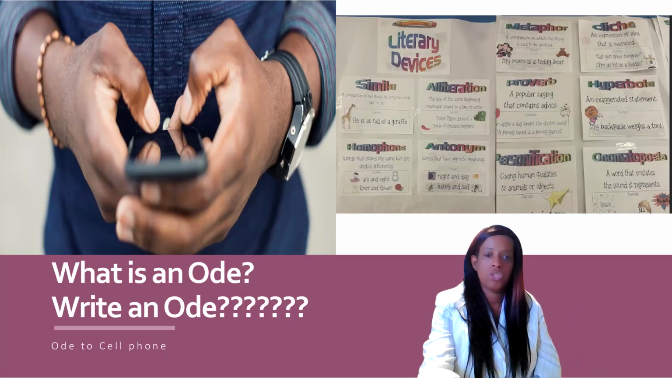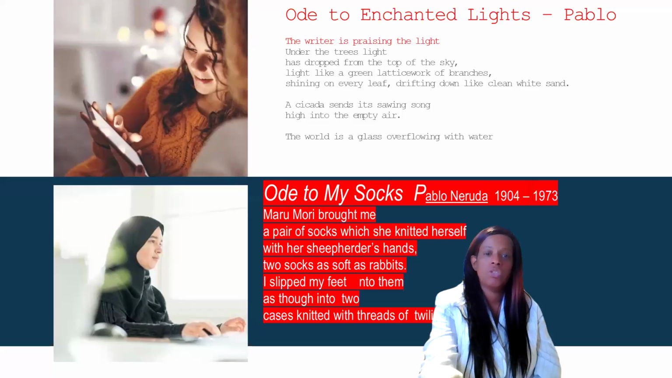Then you're going to see some alliterations, and you're going to see some metaphors, especially when you're talking about this writer. This writer is Pablo. So let's look at the next page. So he writes two poems. Pablo writes Odes to Enchanted Lights, and he also writes Ode to My Socks. So by the topic, ode is to give praise. What is he giving praise to? The light.